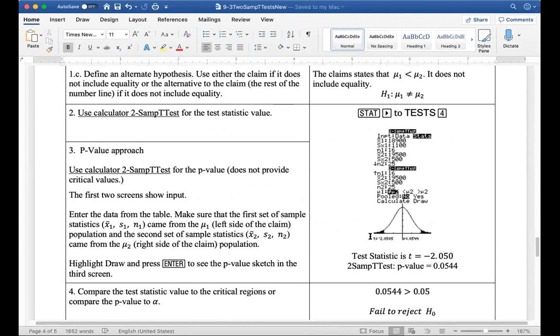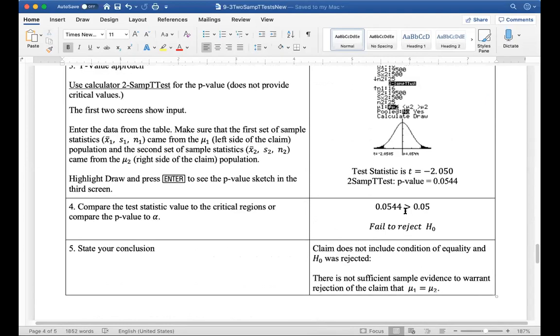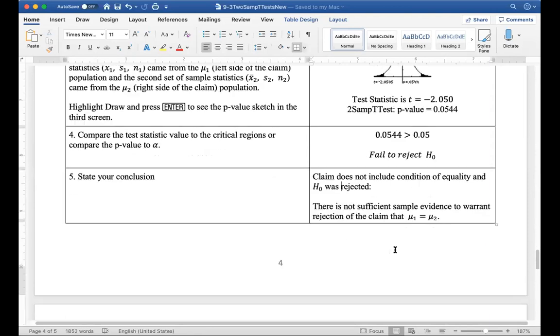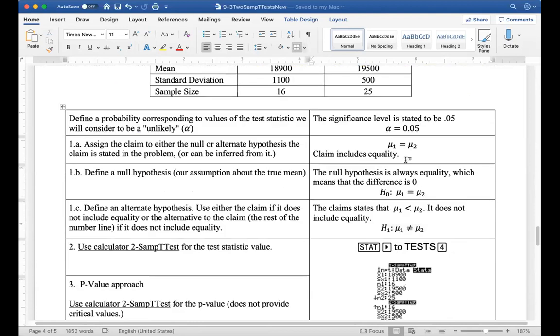And we've done the test, and we got the test statistic and the p-value. We compare the p-value to alpha. 0.0544 is bigger than 0.05. Therefore, we'll fail to reject H0. The claim does not include a condition of equality. We failed to reject, so I've got an error here. So this is incorrect. It failed to reject, but I think our conclusion is correct. There is not sufficient sample evidence to warrant rejection of the claim that mu1 equals mu2. And we're using the "warrant rejection" wording because we had a claim that included equality.